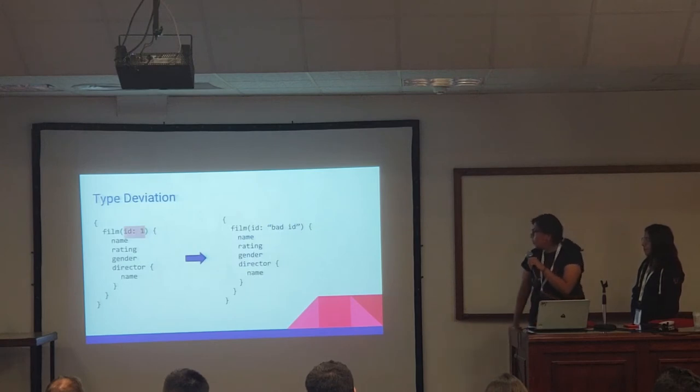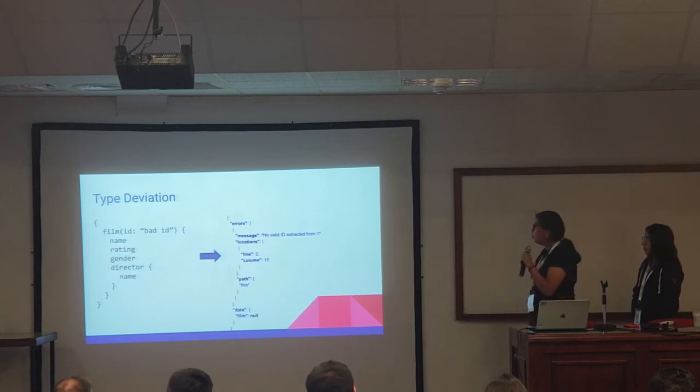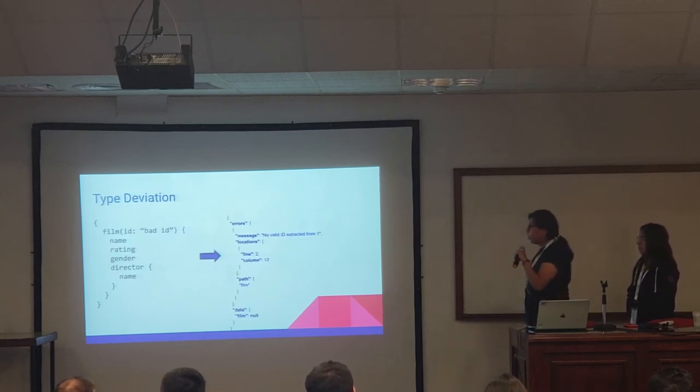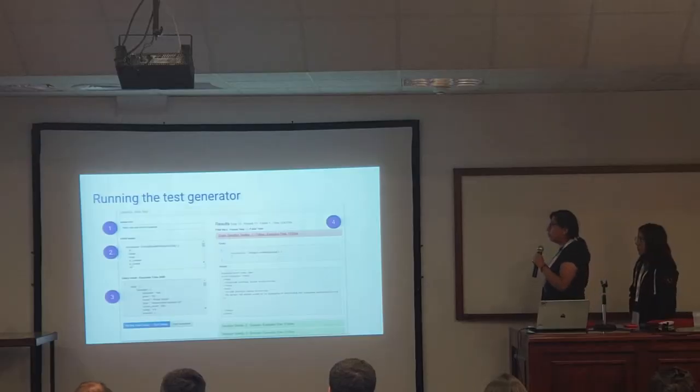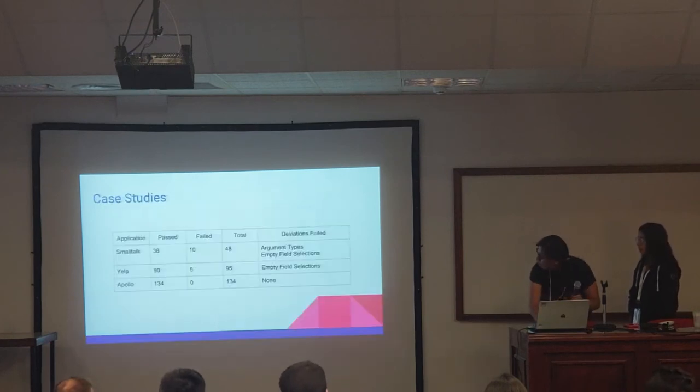And the last one is similar to the non-null deviation, but we play with types. Instead of sending a number, we send a string. Again, if your server doesn't return an array of errors with at least one error, the test will fail. These are the four deviation rules that we initially wrote to test the compliance of your GraphQL API. We developed a small page that maybe I can show you here.